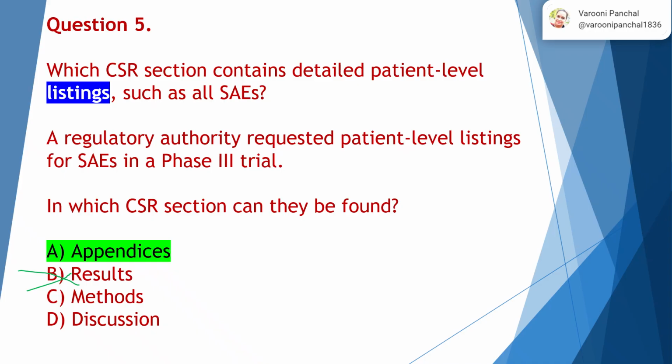Methods is a specific section where we mention what methods were used, what were the assumptions, what were the calculations and the formula. So that methods will be used. So this is not the right answer. Discussion is some other section where it will be discussed what all things need to be included. So this is not the right answer. So the correct answer is appendices, in which section you can list the patient level listings such as SAE.